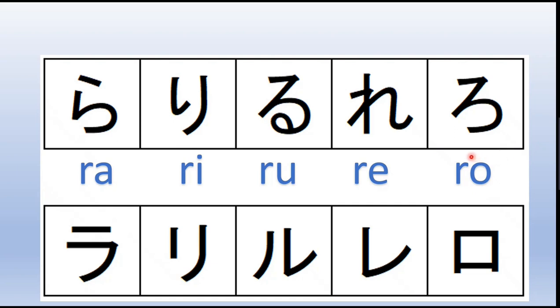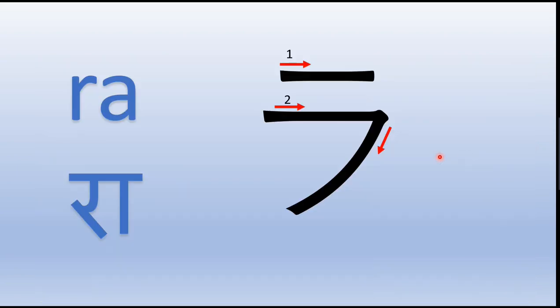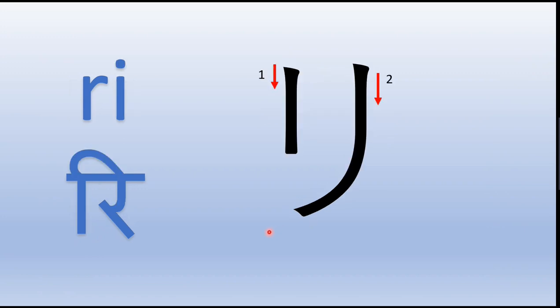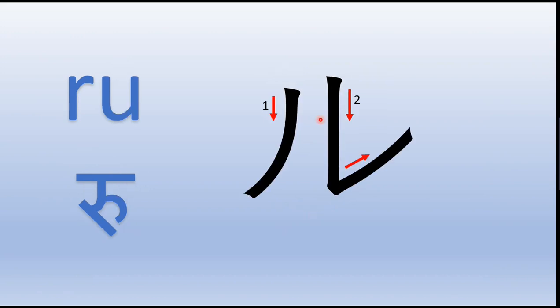And now we shall look at the way of writing all these in katakana. So this is ra. In ra we have this horizontal line as the first stroke, and the second stroke is like this. This is ra. Then we have ri. Ri, this is the first stroke as a vertical line, and this is the second stroke like this. Then we have ru. Ru is written in two strokes, the first stroke like this and the second stroke like this.